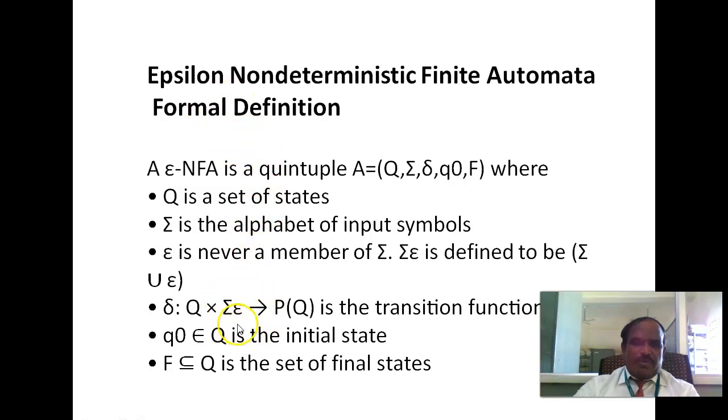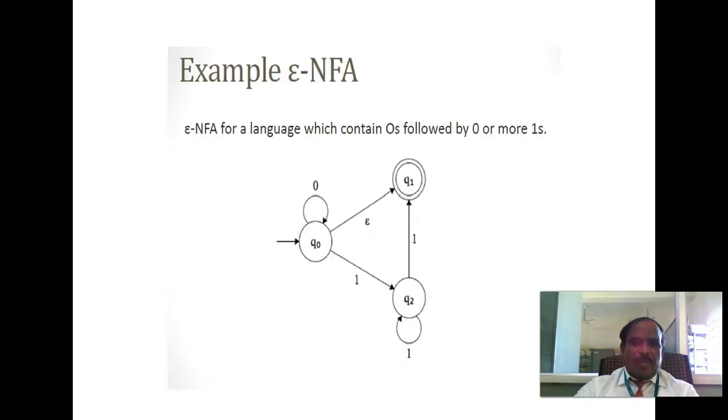So the transition function takes a state and an input and gives a new state, where one state goes to another state. Q0 is the initial state of the finite automata. F is a set of final states. More than one final state is allowed in both NFA and DFA. This is the formal definition of epsilon NFA.